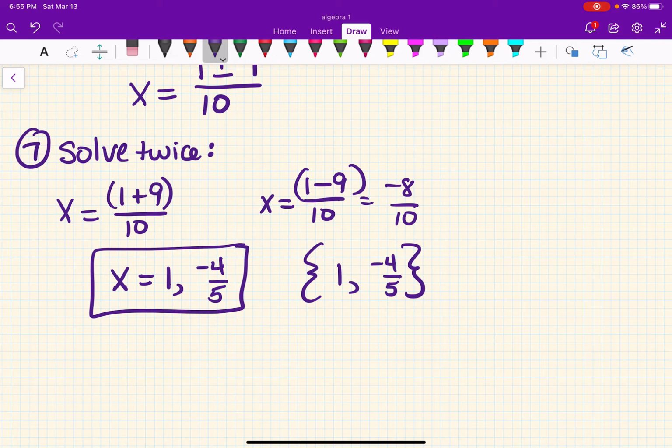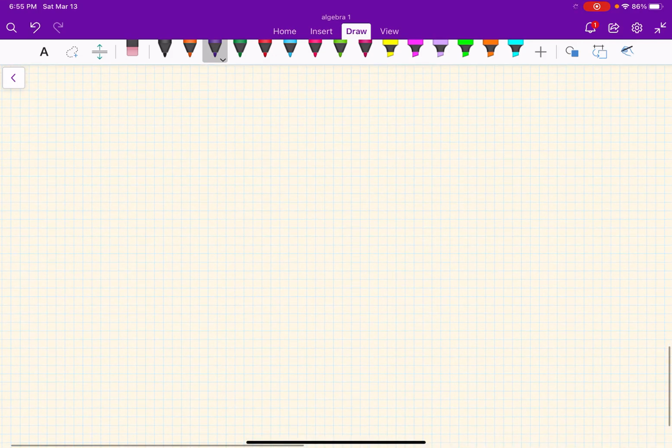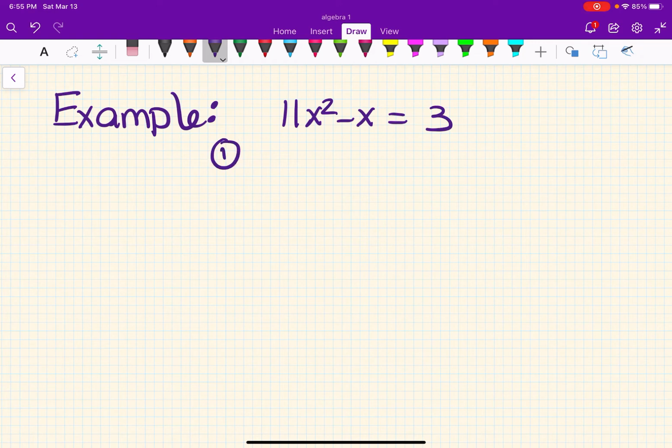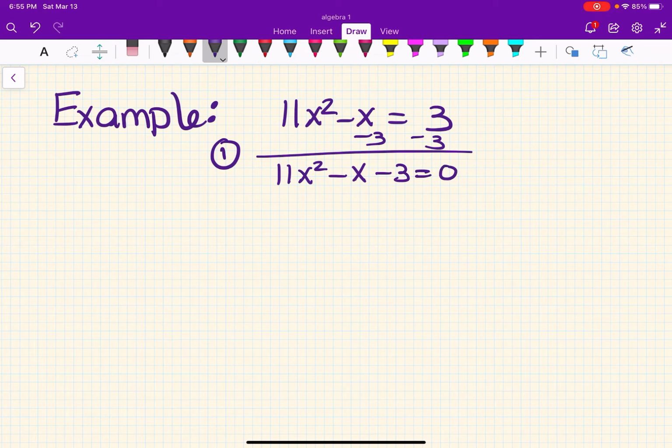Okay, now let's do one that doesn't come out quite so nice, so you know what to do with this. So our second example won't come out quite as nice, and you'll see this on the homework too sometimes. So I have 11x squared minus x equals 3. Not equal to 0. So first step, let's make this equal to 0. So I'm going to subtract 3 from both sides. And so I get 11x squared minus x minus 3 equals 0.